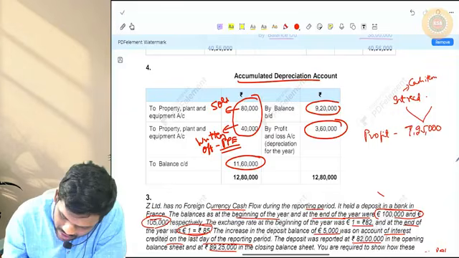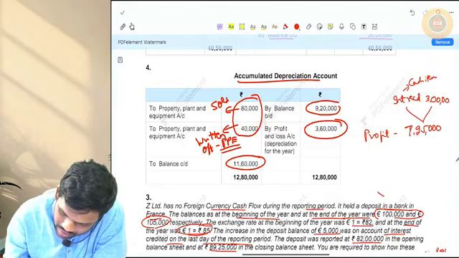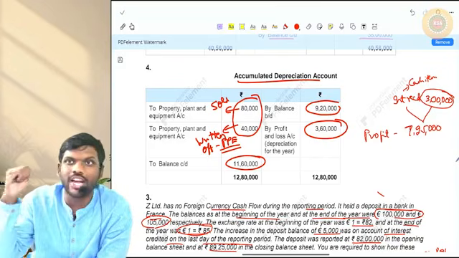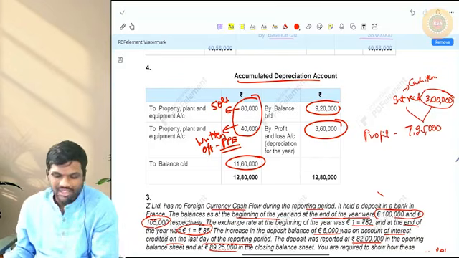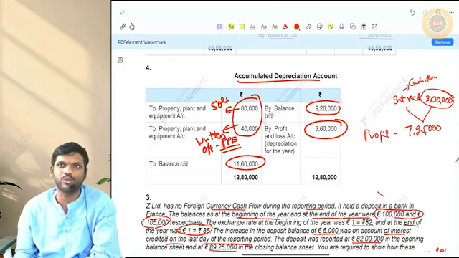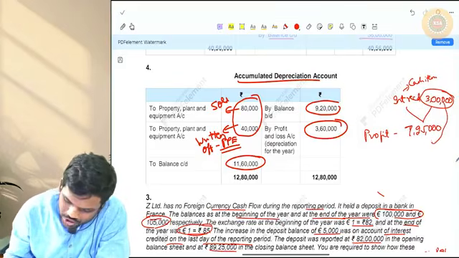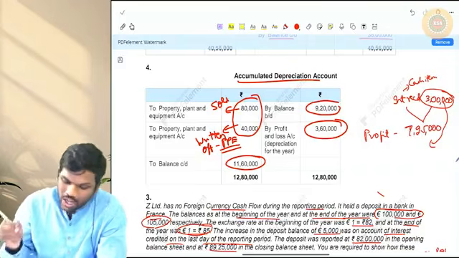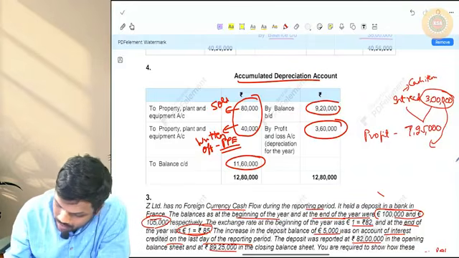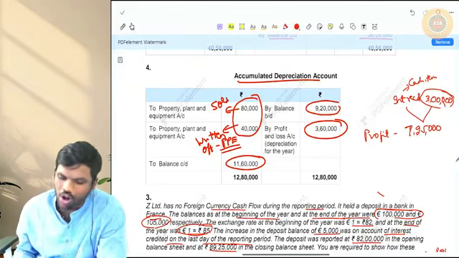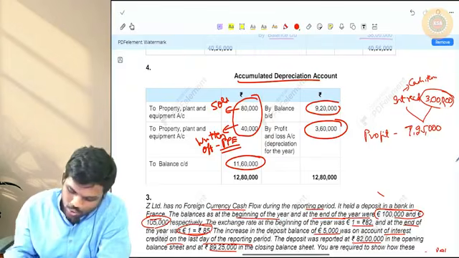But the remaining 3 lakhs forex gain, this is neither cash inflow nor cash outflow. This has come because of exchange rate fluctuations. You have not received any cash, you have not paid any cash. So this is not a cash flow, this is a non-cash item. Remember always, all your forex gain or loss are non-cash items which need to be removed.